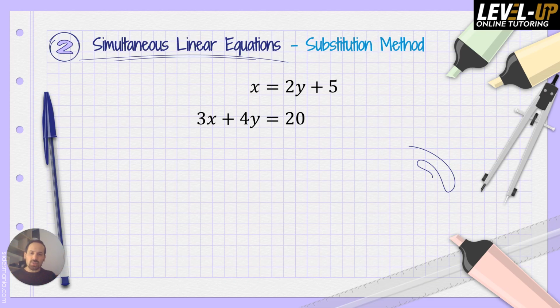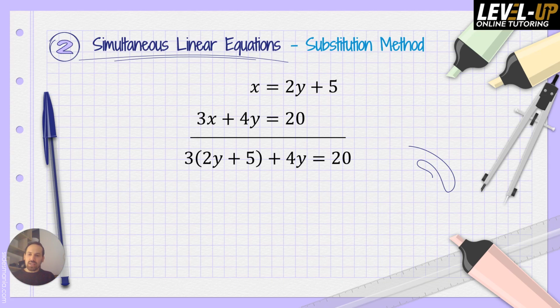But if we've got one given like this, and maybe you get the choice of whatever method you want to use, the substitution method can work quite well here. And the reason for that is because we have an equation with one of the variables as the subject, here we've got x written in terms of y. So in the second equation, where we've got 3x plus 4y equals 20, wherever there's an x, we could just put in 2y plus 5 instead, like this.